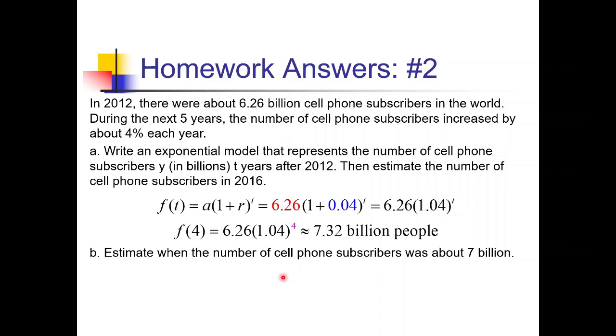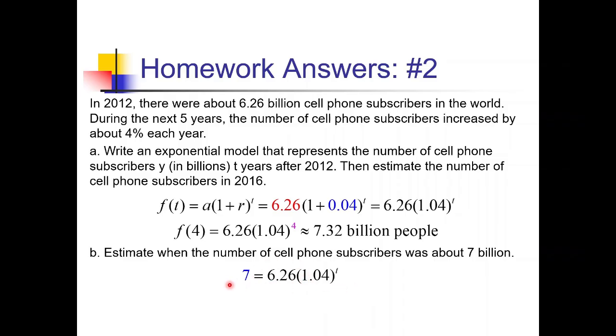For the next part of the problem, they want to estimate when the number of cell phone subscribers was 7 billion. Well, we already surpassed that in 2016, so I'm guessing it's going to be somewhere before 2016 that we're looking for, and after 2012. So let's write an equation that we can solve for this. Here's my formula, f of t equals 6.26 times 1.04 to the t. If I want the output of this formula to be exactly 7, I just need to set this equal to 7. And now I have an equation.